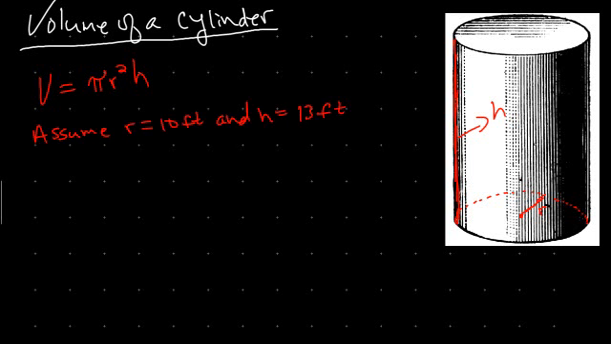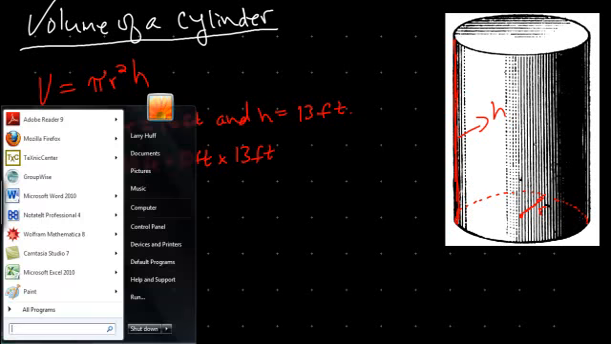Let's find the volume. So, simple enough, volume equals pi times r squared. So that's, well, let me do it. That means 10 feet times 10 feet, and then times h. H is 13 feet.